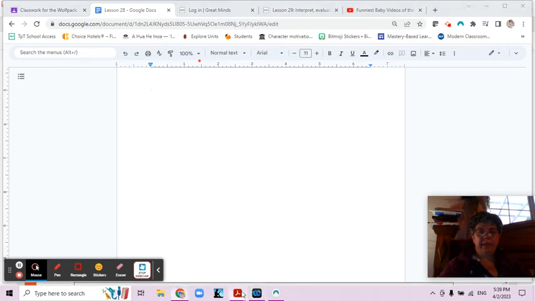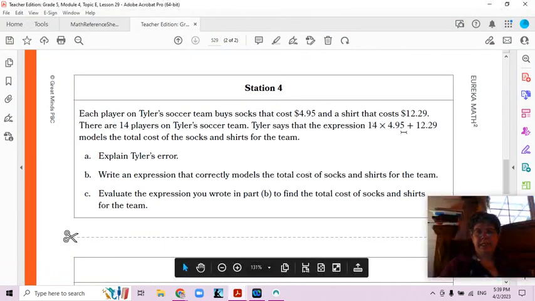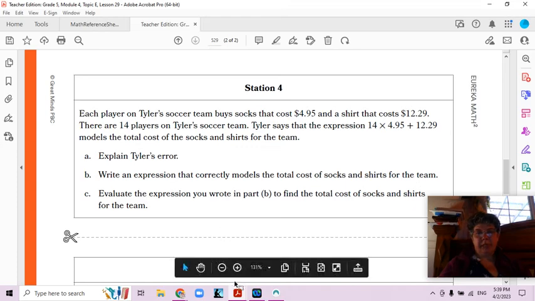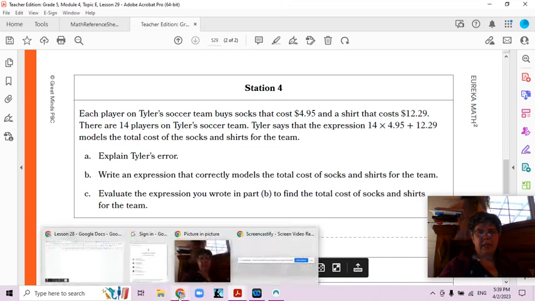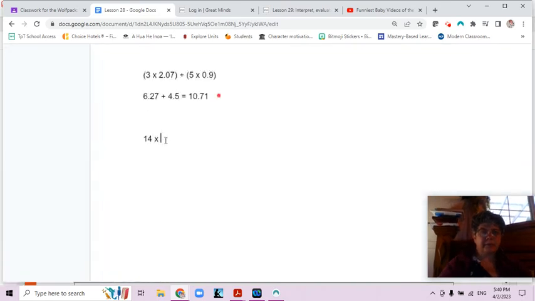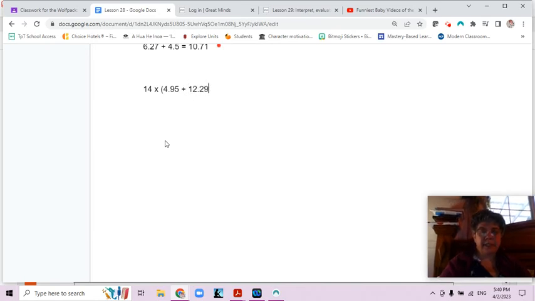So hopefully you found the error that Tyler made. 14 times $4.95. We actually need to multiply it by both of these, right? So we're going to need to add some parentheses and make a better expression here. So it's going to be 14 times $4.95 plus $12.29, because every player is going to have the socks and the shirt. So we have to multiply all of those times 14.